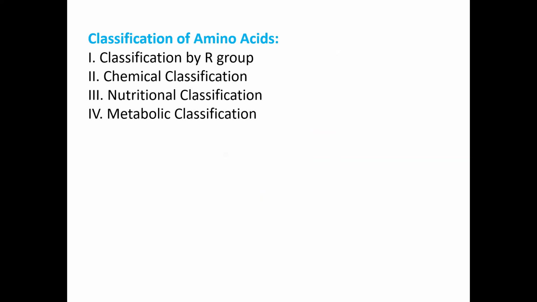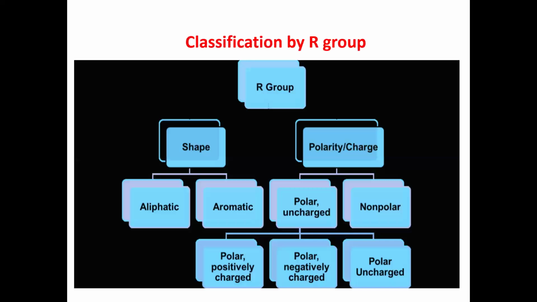When we look at the classification of the amino acids, they can be classified by their R group. The R group can be aliphatic, aromatic, basic or acidic. It can also be neutral or charged, polar or non-polar side chain. We can look at the chemical classification, and we will also look at the nutritional classification and the metabolic classification.